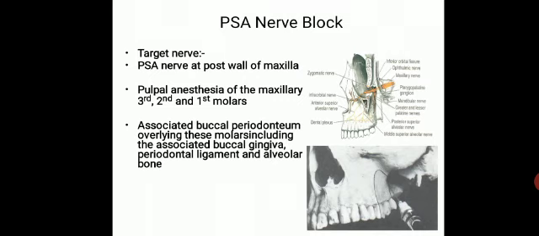First one is the PSA nerve block, that is the posterior superior alveolar nerve block. The nerve anesthetized is the posterior superior alveolar nerve, and the area anesthetized are the pulp of the maxillary third, second, and first molar, and the buccal periodontium and the bone overlying these teeth.